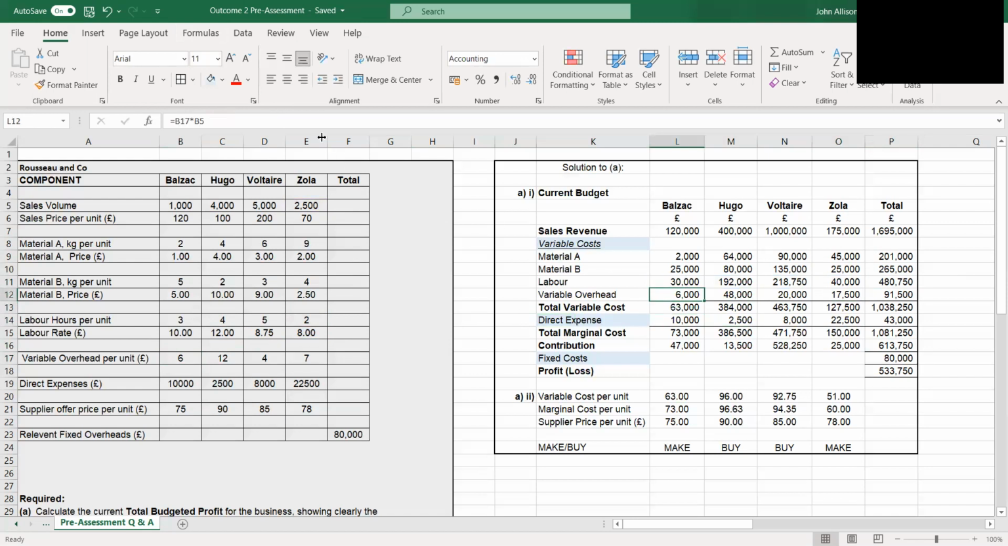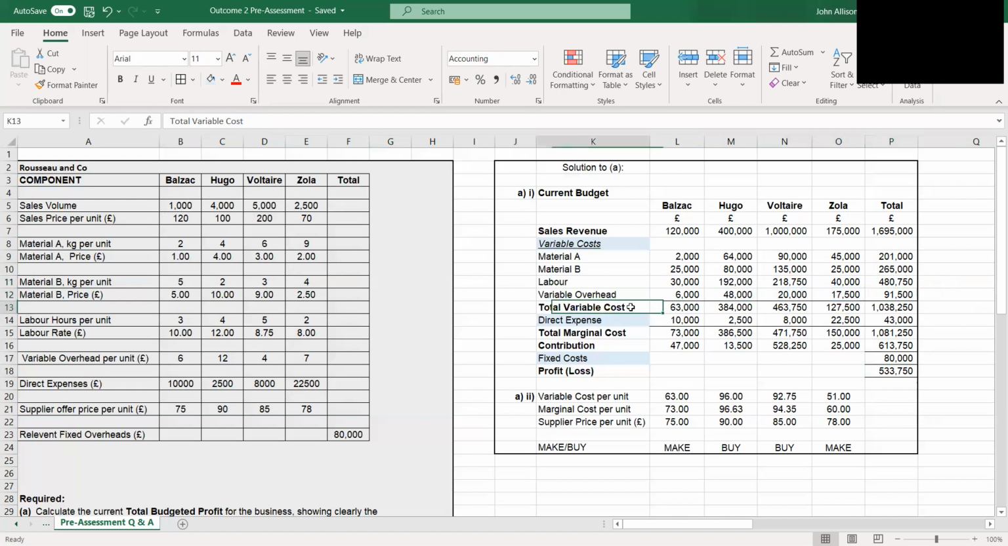Variable cost, the total variable overhead is going to be the sales volume times the overhead per unit. So it'll be 1,000 times 6, which in this case will be 6,000 for Balzac. For Hugo, it's going to be 4,000 times 12, and so on all the way along. Just the overhead per unit times the number of units. Then to get the total, I'm just adding these together, so 6,000 plus the 48,000 all the way along, which gives me the total variable overhead of 91,500.